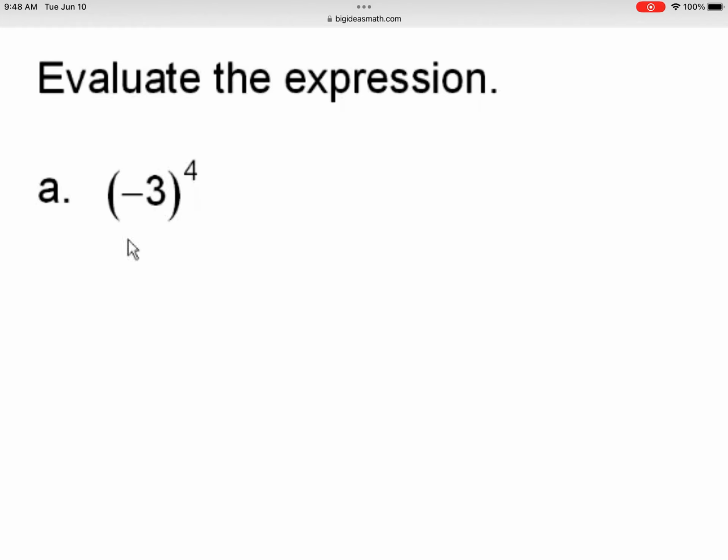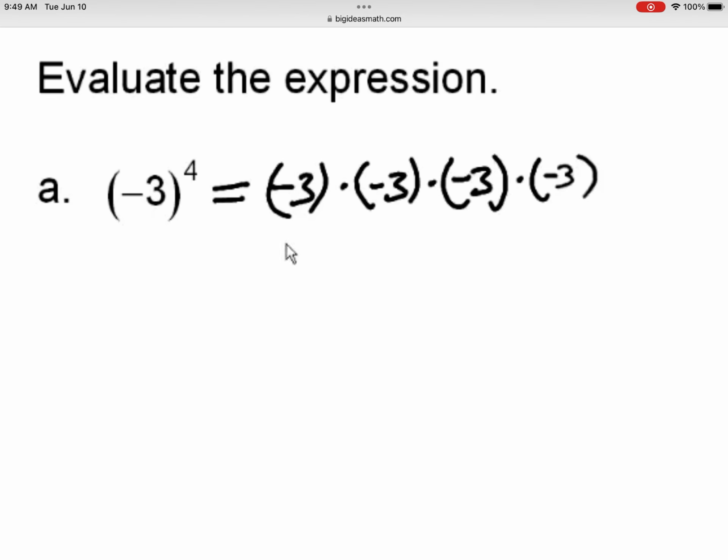So when we write the power as a product of repeated factors, the base negative 3 is used as a factor 4 times. So let's write the product. So we have negative 3 times negative 3 times negative 3 times negative 3. Now to multiply, we multiply the factors from left to right. And you might be able to do this in your head, but we'll show the steps here.